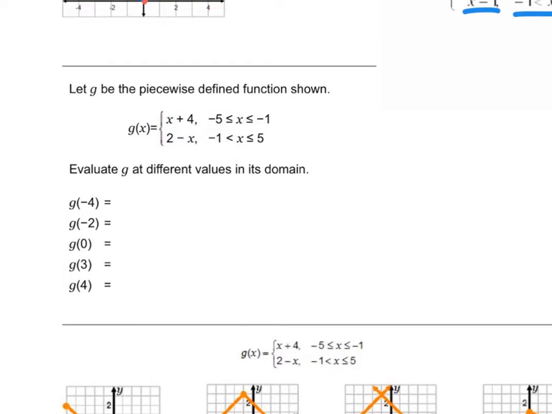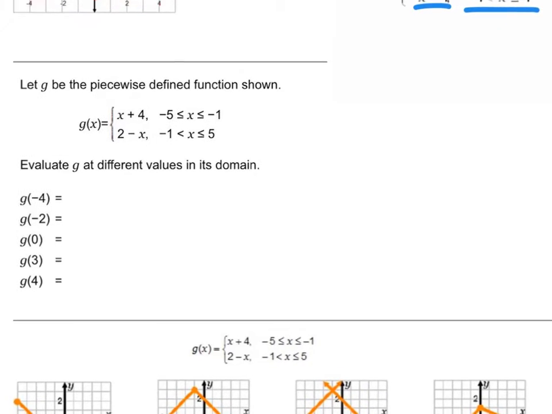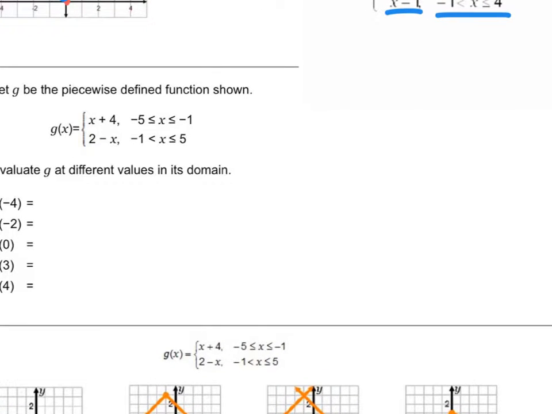All right, so then it says, let g be the piecewise defined function below. G of x is equal to x plus 4, defined between negative 5 and negative 1, and then 2 minus x between 1 and 5. Okay, so real quick, I want you guys to draw a graph real quick.